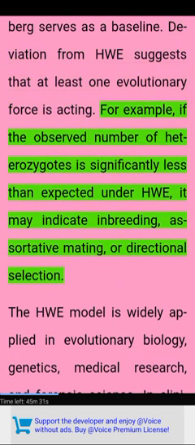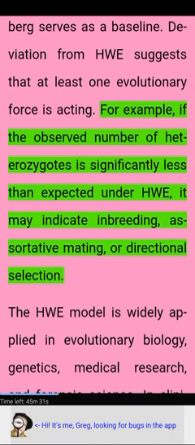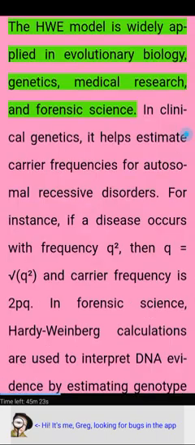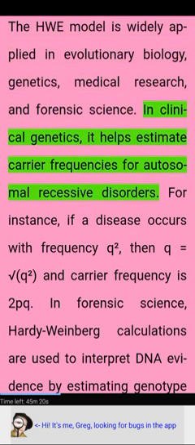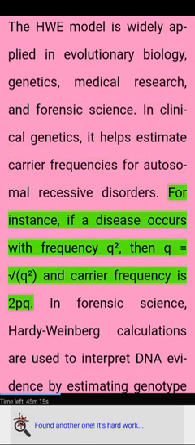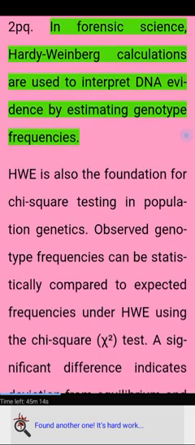For example, if the observed number of heterozygotes is significantly less than expected under HWE, it may indicate inbreeding, assortative mating, or directional selection. The HWE model is widely applied in evolutionary biology, genetics, medical research, and forensic science. In clinical genetics, it helps estimate carrier frequencies for autosomal recessive disorders. For instance, if a disease occurs with frequency q squared, then q equals the square root of q squared, and carrier frequency is 2pq. In forensic science, Hardy-Weinberg calculations are used to interpret DNA evidence by estimating genotype frequencies.